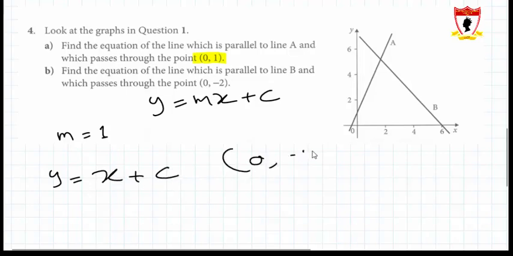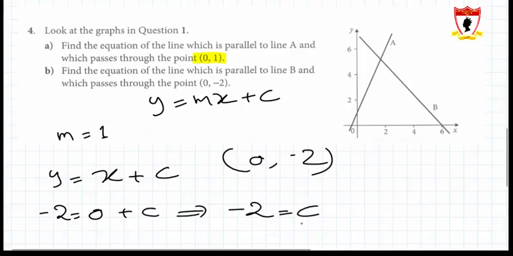The point is 0, negative 2. Substitute. X is 0. Y is negative 2. So here, negative 2 equals 0 plus c. From this, negative 2 is equal to c. We got the value of c. And finally, the equation is like this: y equals x minus 2. So this is the equation of a line that passes through 0, negative 2, and it's parallel to line B.